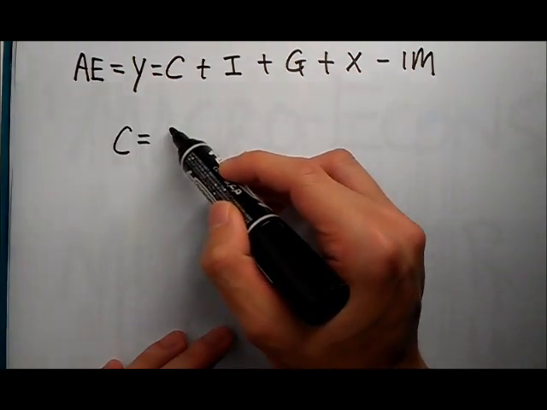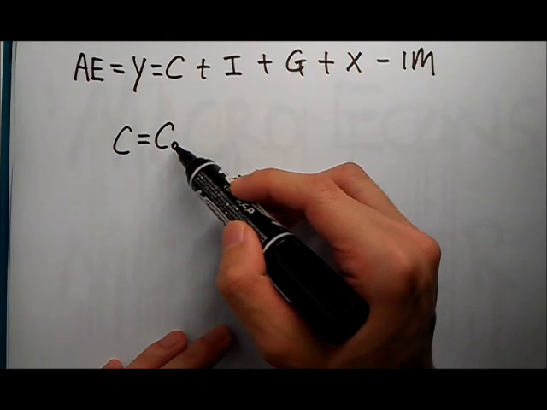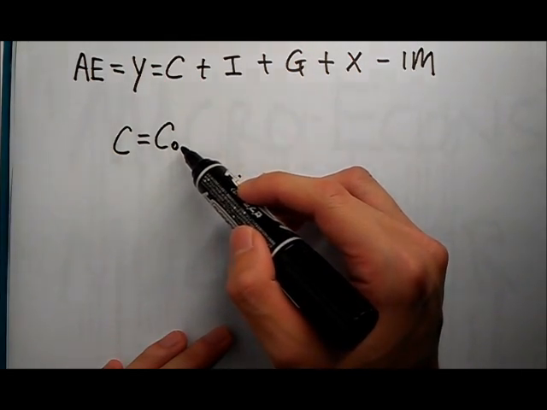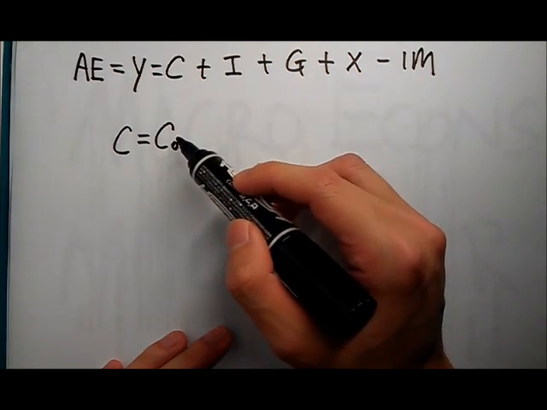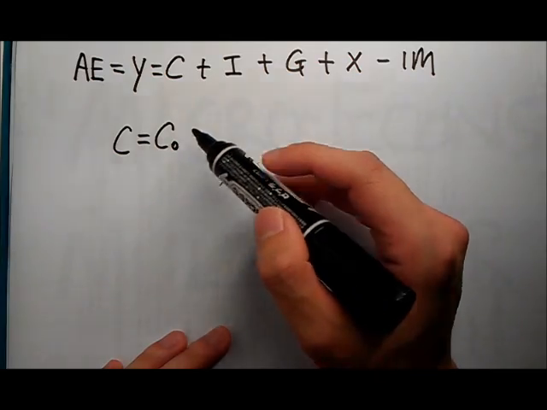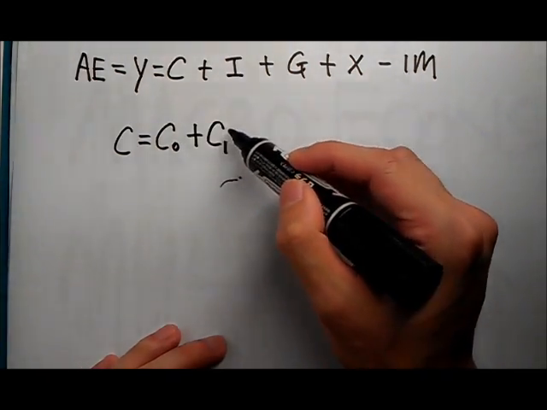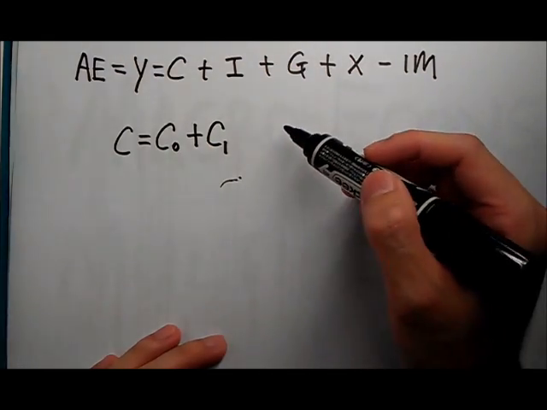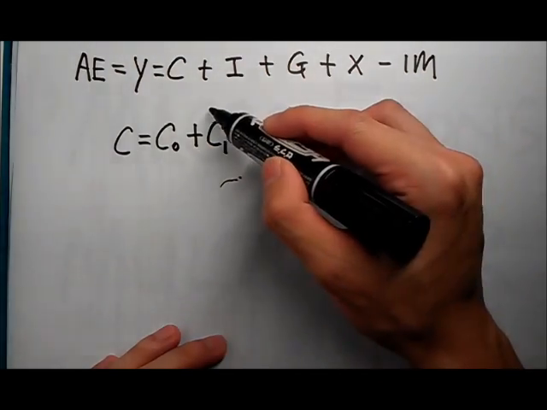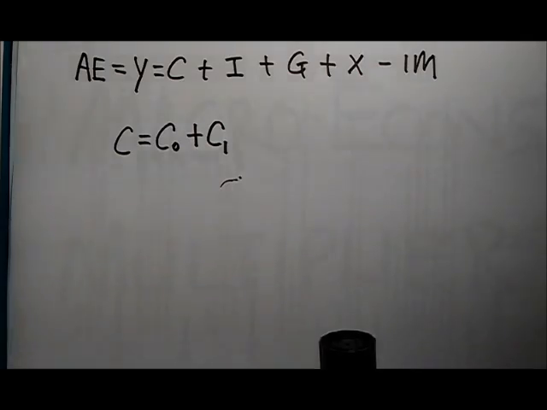For household consumption, you have C0. C0 is basically your autonomous consumption, so it's how much you'll be consuming even if you're earning zero income. Plus C1. Now what is C1? C1 is actually the marginal propensity to consume.